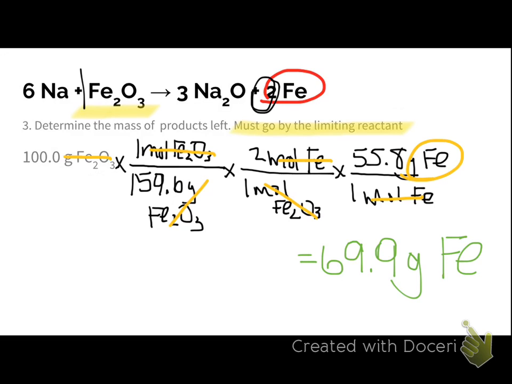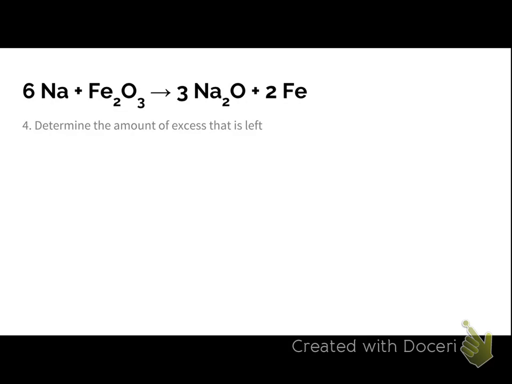69.9 grams of solid iron. So that is your answer to number 3. Remember, we started with our limiting because it limits and determines how much product we have. All right, question number 4, determine the amount of excess that is left.